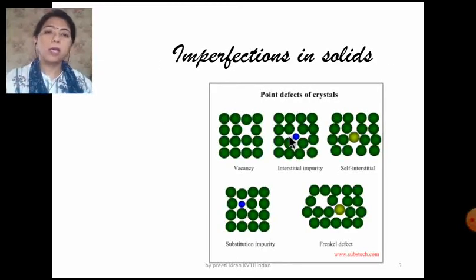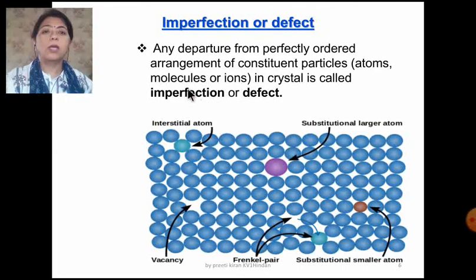Today's topic is imperfections in solids, or we can say the defects in solids. Any departure from the perfectly ordered arrangement of the constituent particles in the crystal is called imperfection or defect. On the screen you can see a picture in which various reasons are depicted due to which there is a defect or imperfection in the crystal. The picture shows you a mixture of the reasons for the defects. We'll take up these one by one.